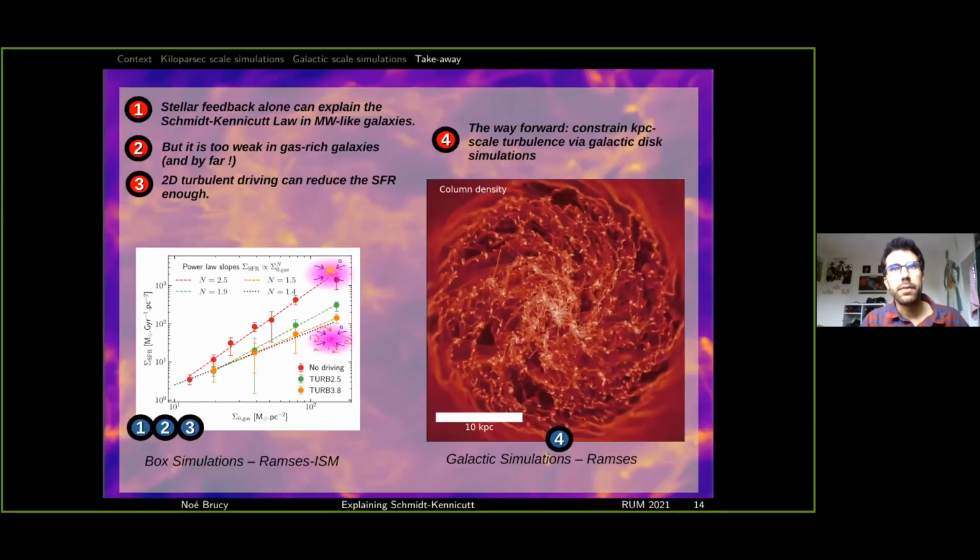And so this I leave you with my takeaway slide. The idea will be really to compare what happens at the kiloparsec scale in these simulations to see if we can retrieve the result we had in our box simulations.